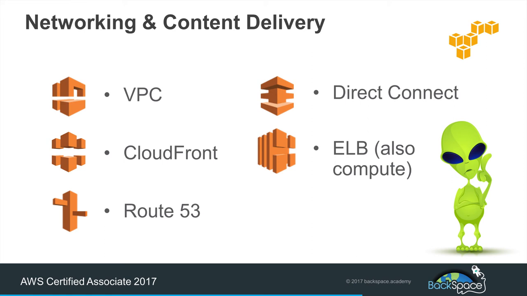We also have the AWS Direct Connect, and that is a very high speed connection between our on-premises infrastructure and AWS. So we can have a very high speed fiber optic connection without having to go through the internet to access our AWS resources. And that's very important for large enterprises that need to have high speed access to their resources. And of course, we've already talked about ELB, which is part of the compute category as well as the networking and content delivery category.